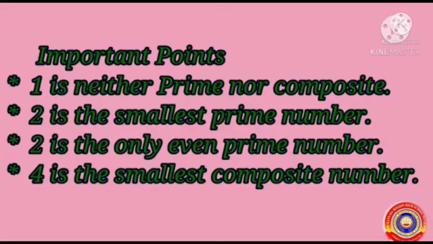Children, these are the important points to remember. That is, 1 is neither prime nor composite, 2 is the smallest prime number, 2 is the only even prime number, and 4 is the smallest composite number.